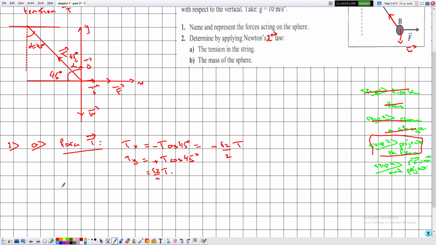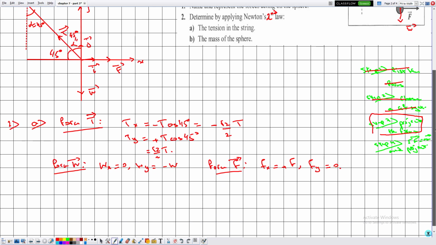Now as for the force W, Wx is simply 0 because W is completely lying on the y-axis, so it's minus W. And as for the force F, it's completely lying on the x-axis, so Fx is a plus F and Fy is 0. Now we are ready to use Newton's second law.